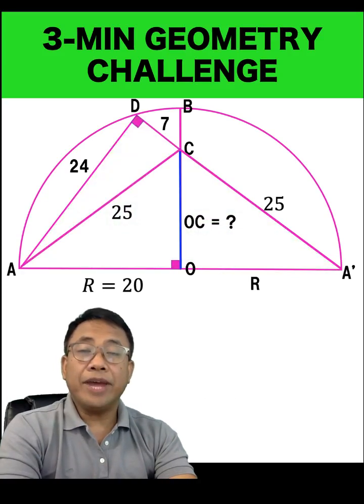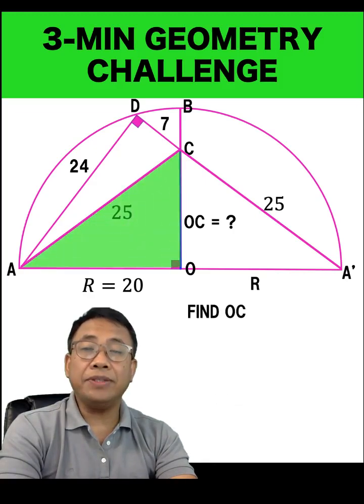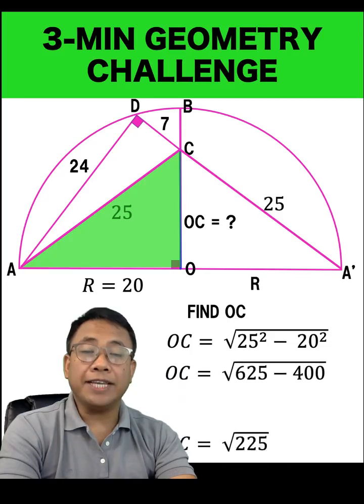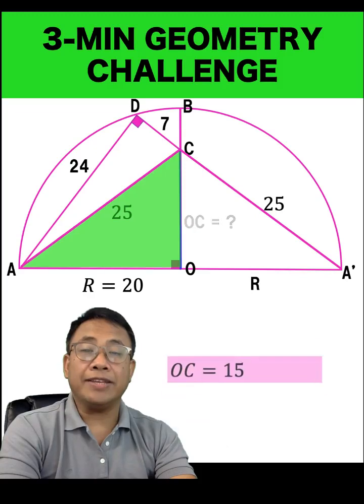Now at this point, we are ready to find the length of OC. Let's concentrate on the right triangle AOC. The measure of the hypotenuse is 25 units. The measure of one of the legs is 20 units. We can now easily find the measure of the remaining leg. So using the Pythagorean formula again, OC is equal to the square root of the difference between the squares of 25 and 20, and solving for OC, we found that OC is equal to 15 units.